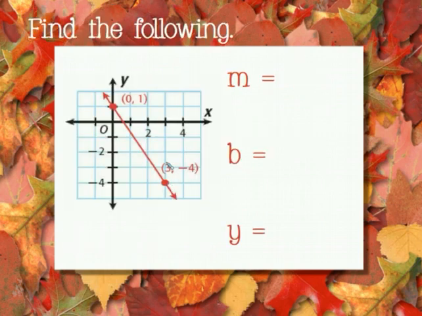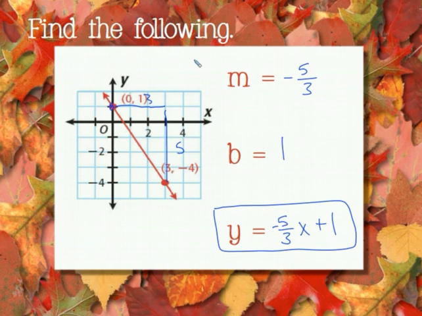All right, so on this one, I think this is the one we just did, up 1, 2, 3, 4, 5. Over 1, 2, 3. So the slope is negative 5 over 3. The b, that's the y-intercept, that's where it crosses the y-axis. So it crosses at 1. So you end up with y equals 1x. Oh, I'm sorry, that's not right. Negative 5/3 x plus 1.